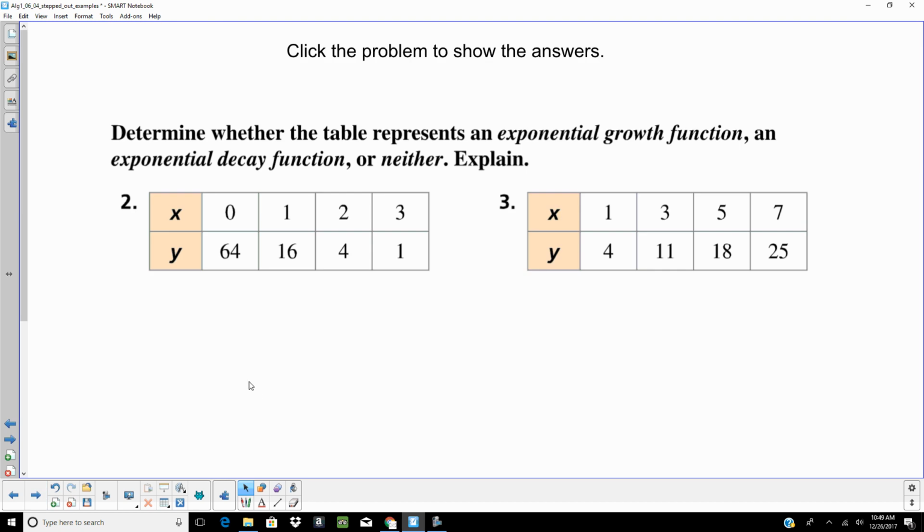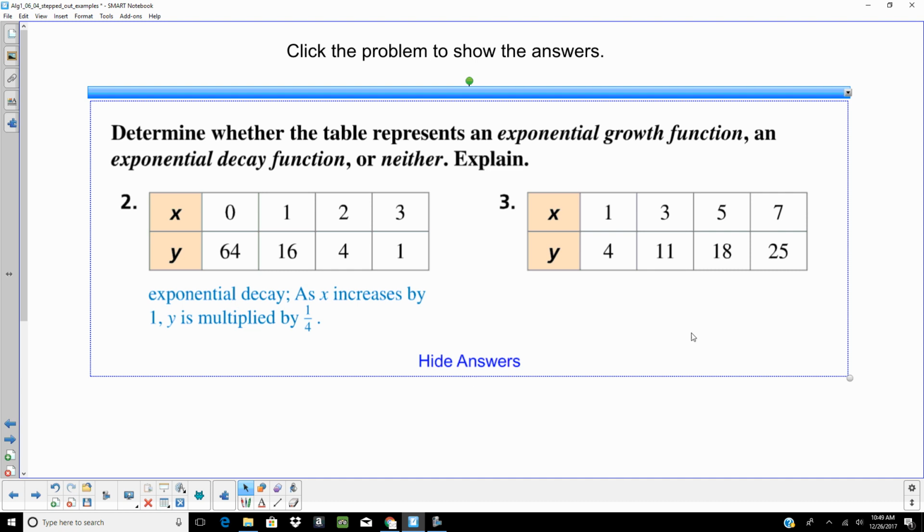All right, try those two on your own. Let's see how you do. Yeah, number 3, I think, is the tricky one. It's a neither. You're actually adding 7 each time, which I was going to make it actually linear.